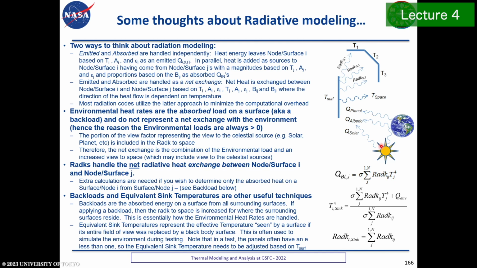That's why it doesn't matter what the temperature of your surface is in terms of energy exchange with the planet. It will always be a positive heat load on you, even if you're dumping more heat to the planet than you're absorbing from the planet, because your rad K to space would be larger for the portion of the rad K that is to the planet. So there are different ways to think about radiation in terms of exchange between two surfaces or emitted and absorbed. Sometimes it makes sense to think about it one way, and other times it makes sense to think about it the other way. So these can be very useful.